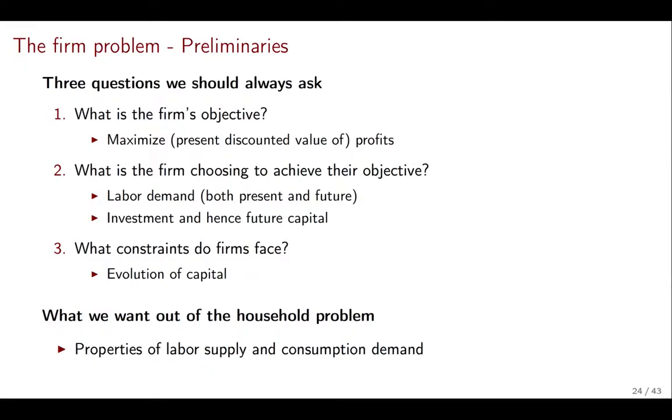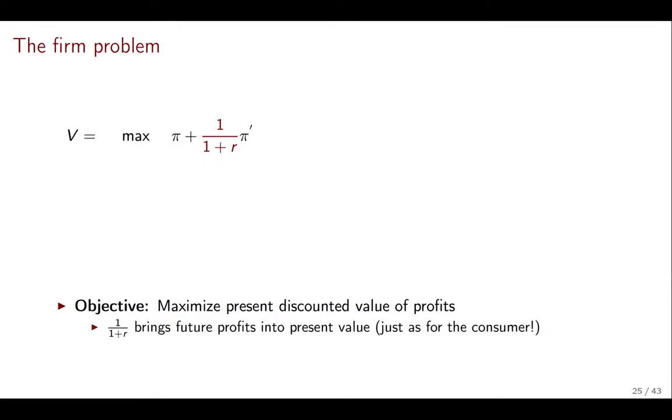Now, what we want out of this problem, and that should say the firm's problem, is the properties, instead of labor supply and consumption demand, it should say the properties of the labor demand and the properties of the investment demand. Okay, that's going to be the part that the firm is going to provide for our later analysis of equilibrium. Now, the firm problem here, the objective, as we said, is to maximize the present discounted value of profits.